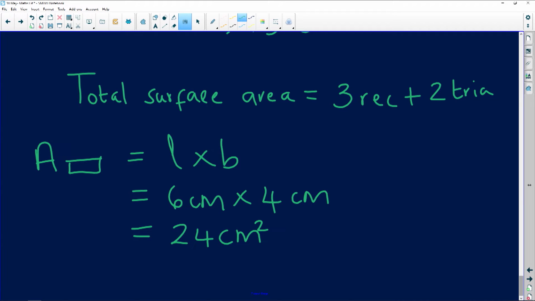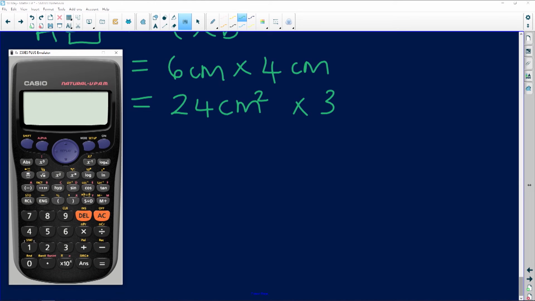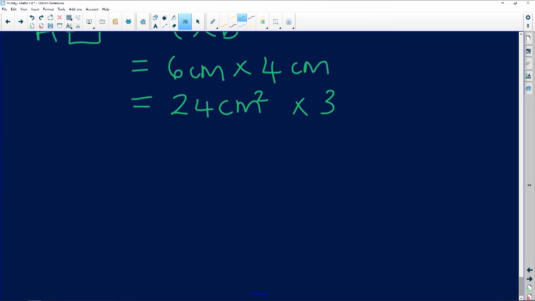But I don't have one rectangle. I've got 3 identical rectangles that I am working with. Okay, and because I've got the 3 identical rectangles, it means that I'm going to multiply this by 3. So that's going to be 24 times 3, which gives me 72 centimeters square.